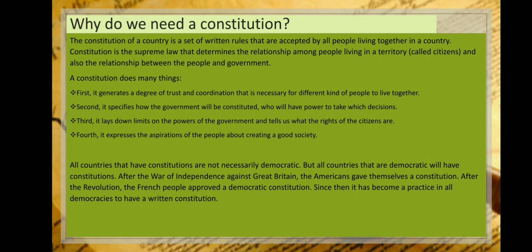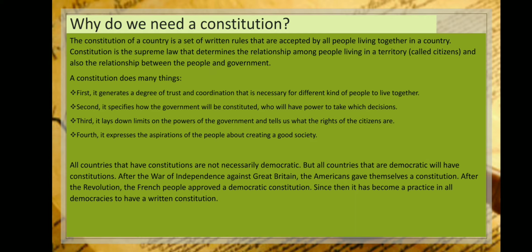A constitution does many things. It generates a degree of trust and coordination that is necessary for different kinds of people to live together. It specifies how the government will be constituted, who will have power to take which decisions. It lays down limits on the powers of the government and tells us what the rights of the citizens are. It expresses the aspirations of the people about creating a good society.